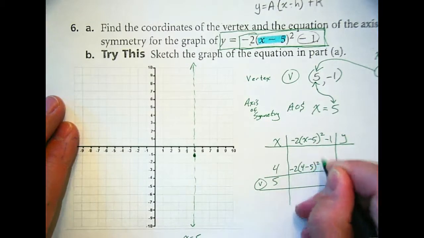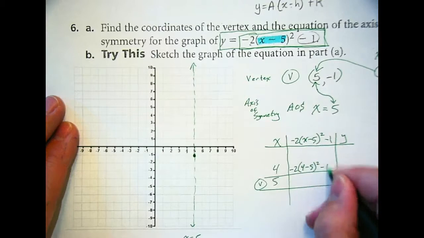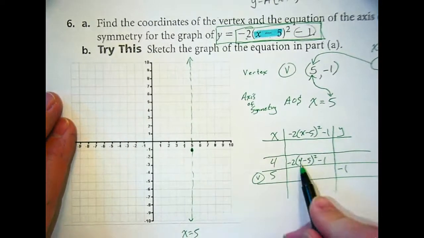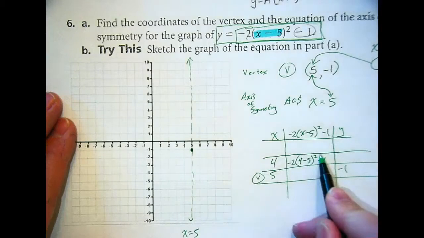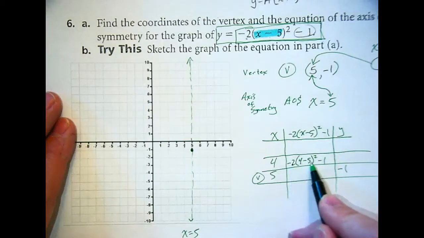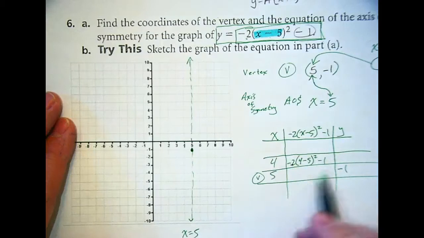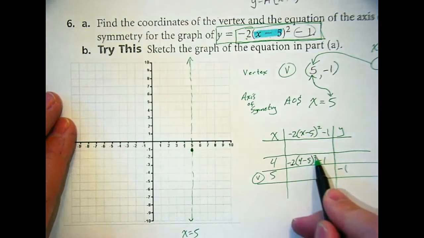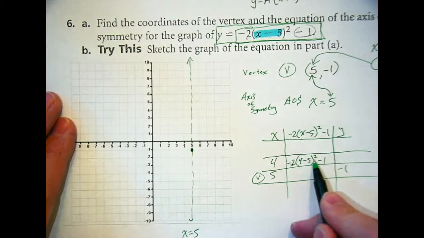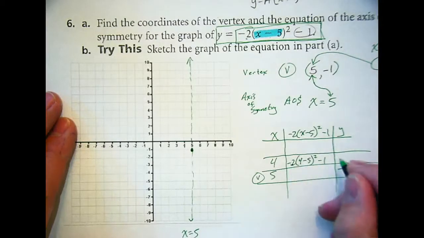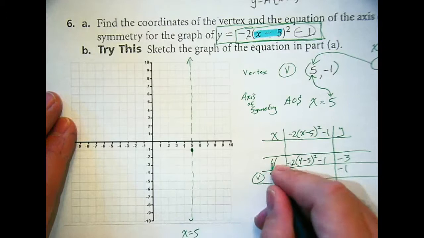All right, so I'm just going to do the math now that I have it here. Remember, do parentheses and then square and then multiply. Right, order of operations: parentheses, exponents, multiplication. Okay, 4 minus 5 is negative 1, squared is 1. A negative squared is always a positive, so you get 1 times negative 2, negative 2. Negative 2 minus 1 is negative 3. Good, so we have the ordered pair (4, -3). So we go to 4 and to negative 3.